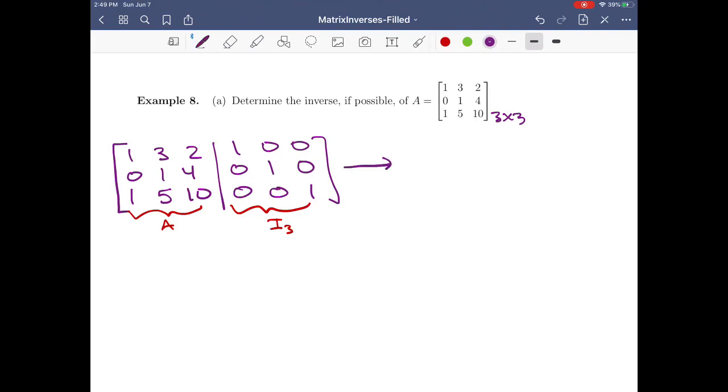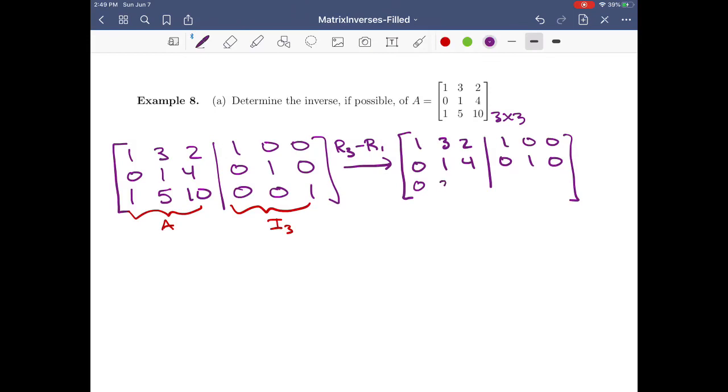We are going to start in the top left corner. It's already a 1, so I do row 3 minus row 1. Row 1 and row 2 are not changing. Now row 3 is going to be a 0. 5 minus 3 is a 2. 10 minus 2 is an 8. 0 minus 1 is negative 1. 0 and a 1.